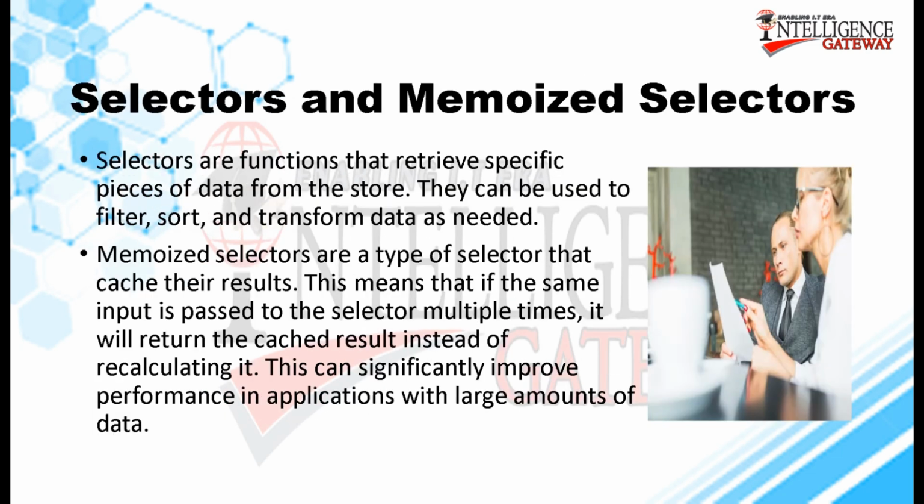Selectors and Memoized Selectors. Selectors are functions that retrieve specific pieces of data from the store. They can be used to filter, sort, and transform data as needed. Memoized selectors are a type of selector that cache their results. This means that if the same input is passed to the selector multiple times, it will return the cached result instead of recalculating it. This can significantly improve performance in applications with large amounts of data.